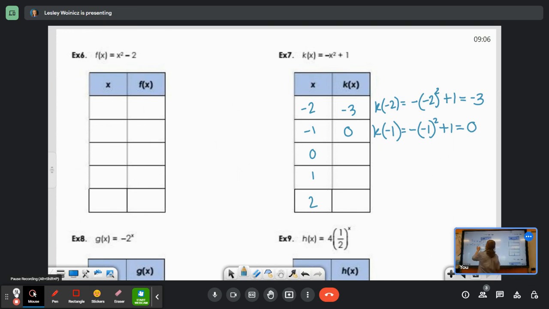Okay, I want k of 0. So the opposite of 0 squared plus 1. What do we get if we square 0? 0. Then take the opposite of 0. Still 0, right? Then add 1 to 0. It's 1.